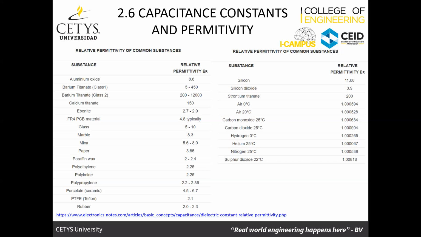Marble and glass have a larger permittivity as well, 5 to 10 times depending on the material. Rubber is about 2, Teflon around 2 as well. So those are just examples of some materials you can use for your capacitor. You can use any sort of insulating materials you can get your hands on.